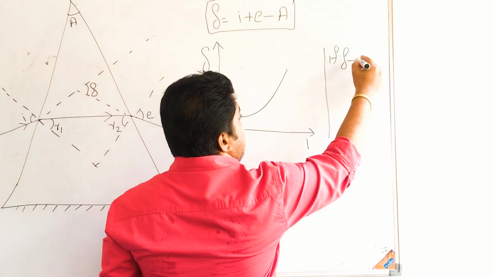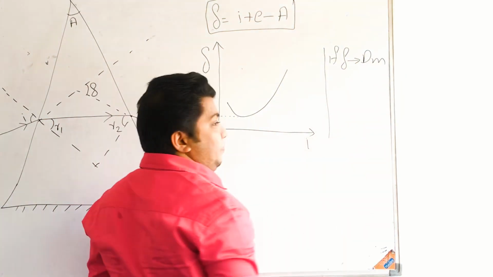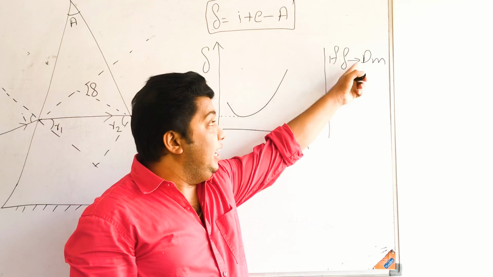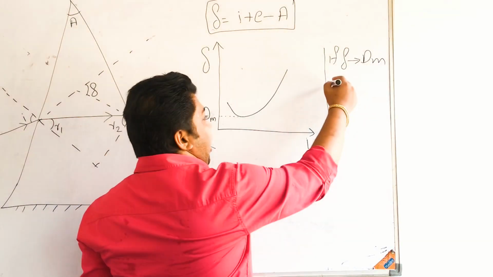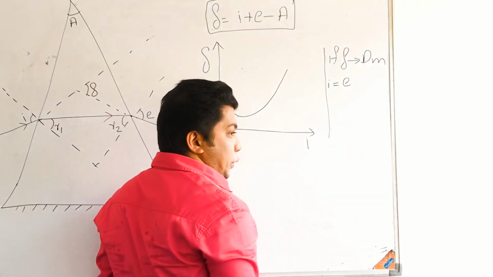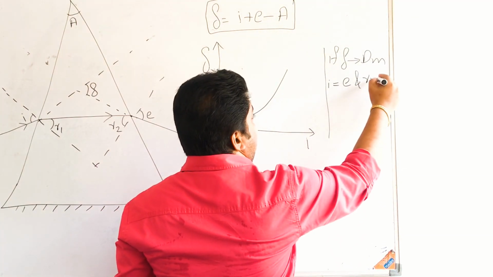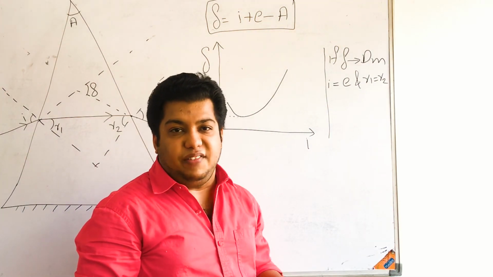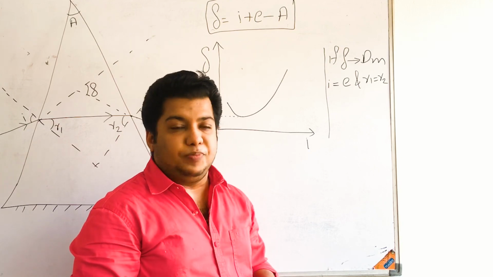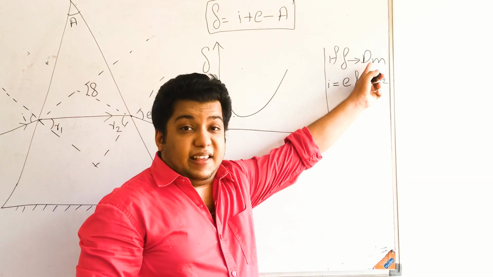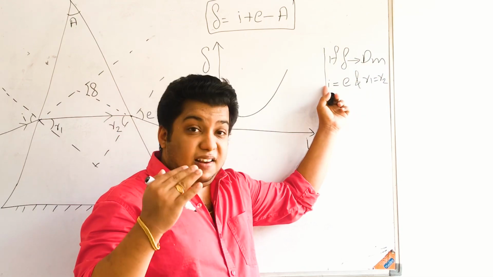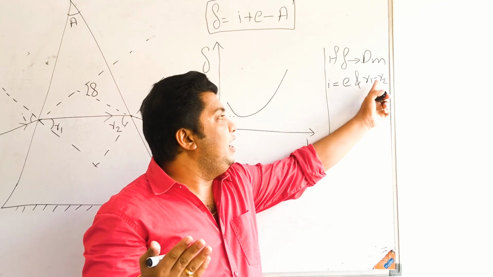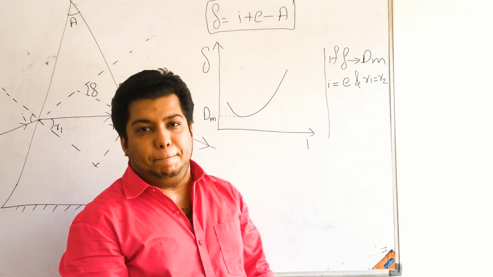And practically it is also obtained that if delta tends to Dm, in this particular situation, I will become equal to E and R1 will become equal to R2. It's a practical data, it's not a theoretical one. We will obtain this data from the lab. When delta gets its minimum value, angle of incidence and angle of emergence will become equal. Thereby R1 and R2 also become the same.